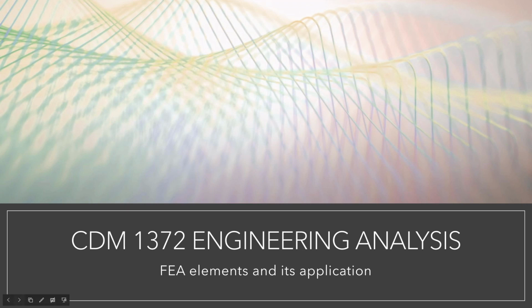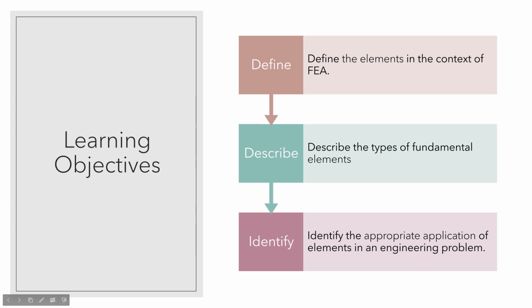For today's learning objectives, the first one is to determine how we define elements in the context of FEA. The next one is we are going to define what are the types of fundamental elements in FEA. And the third one, we are going to identify the appropriate application of the elements in an engineering problem.